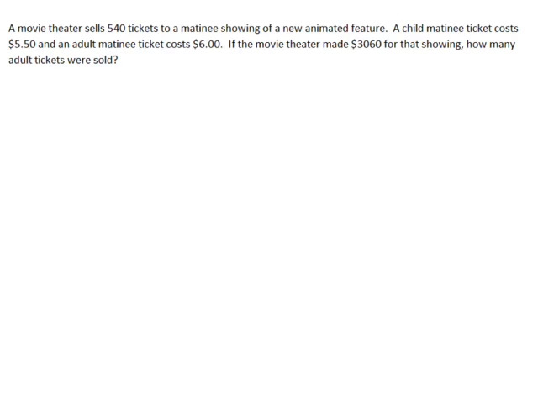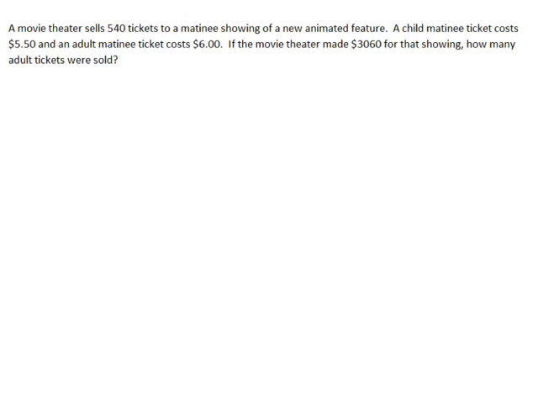A movie theater sells 540 tickets to a matinee showing of a new animated feature. A child matinee ticket costs $5.50 and an adult matinee ticket costs $6. If the movie theater made $3,060 for that showing, how many adult tickets were sold?